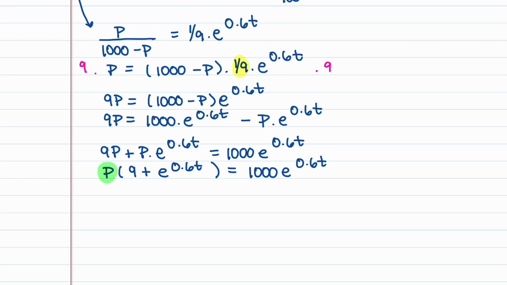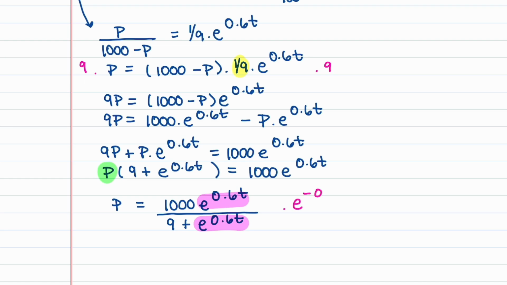Now we can go ahead and solve for p. P is going to be equal to 1,000 e to the 0.6t all divided by 9 plus e to the 0.6t. Notice that we have an exponent on both the top and the bottom. Our solution is going to be a lot easier to work with if we only have one exponential. So what we're going to do is multiply both the top and the bottom by e to the minus 0.6t.